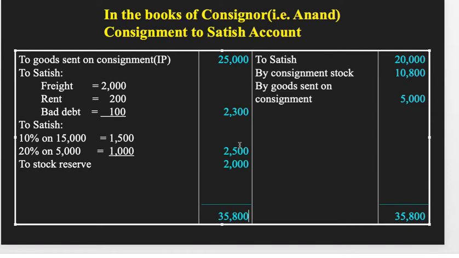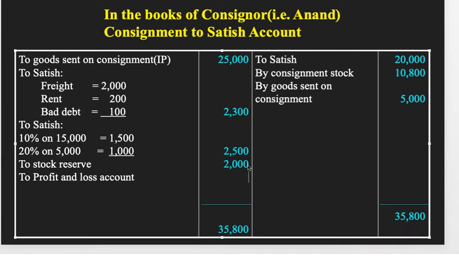So the difference here would be the profit and loss account, which is the profit transferred to the profit and loss account. So how much is that? We are going to deduct all these amounts from 35,800. So here we are going to write down to profit and loss account. When we deduct all these figures from 35,800, we are going to get 4,000 rupees here.